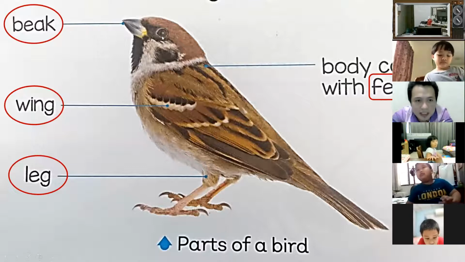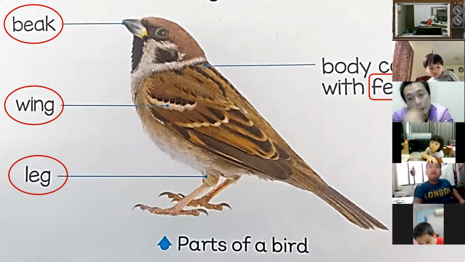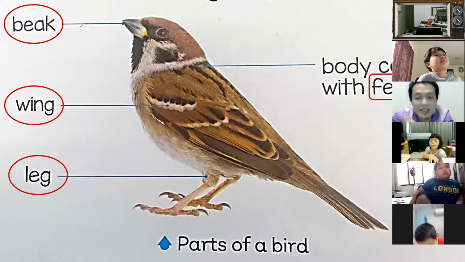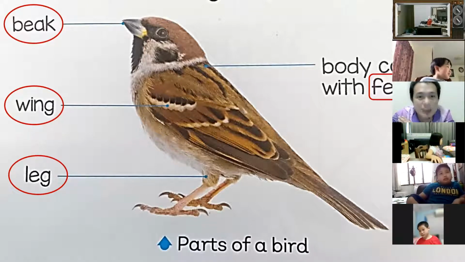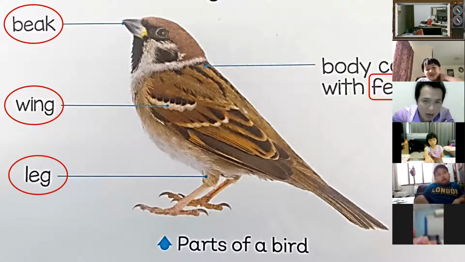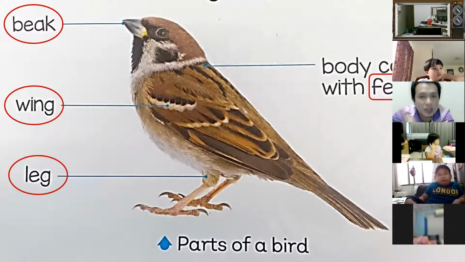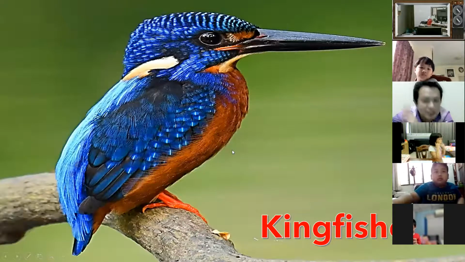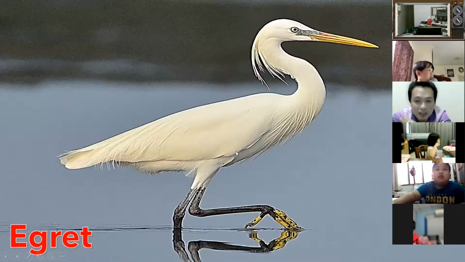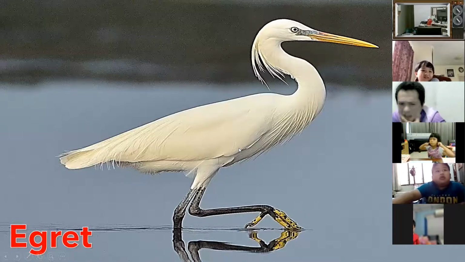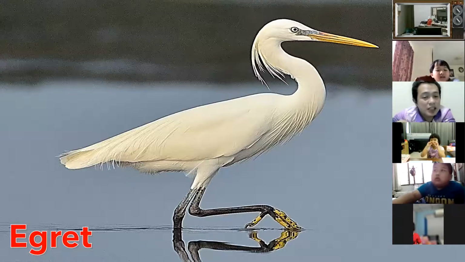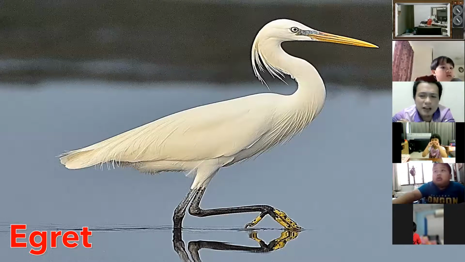The bird has a beak, and you will not call it a mouth. It's called a beak. Okay, remember, the bird has a beak, and a dog has a mouth. I have a mouth, you have a mouth, but a bird has a beak. That's different. Okay, we have kingfisher. Some of you said kingfisher, and your answer is correct for that. We have egret. I have never seen this one. I think I saw this animal already. Egret, usually they live in a grassland.